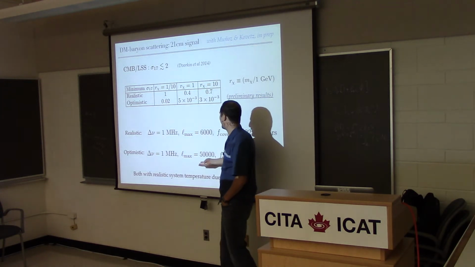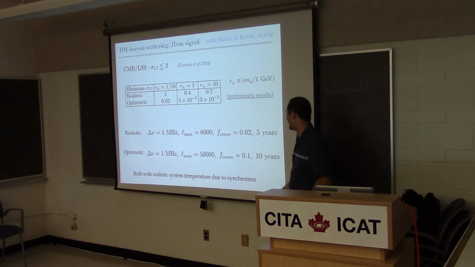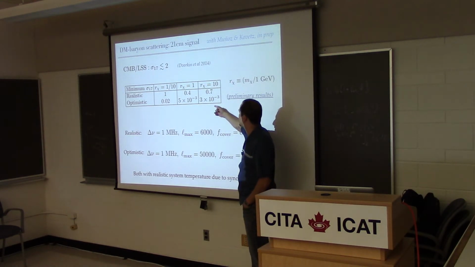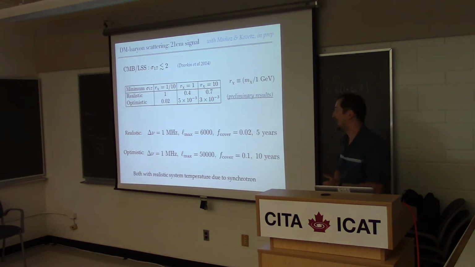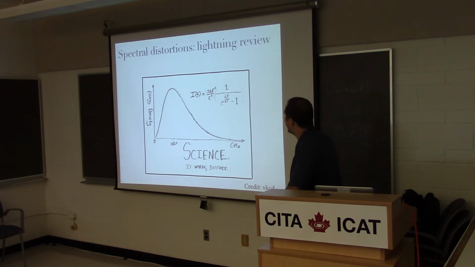But this is if you have a baseline of 50 kilometers and you have 10% covering fraction, so I don't know how many antennas it would correspond to. You observe for 10 years. Then you could constrain this parameter basically to 3 orders of magnitude better than the CMB. So 21 centimeter could measure baryon dark matter cross sections much better than the CMB does. That's the bottom line.